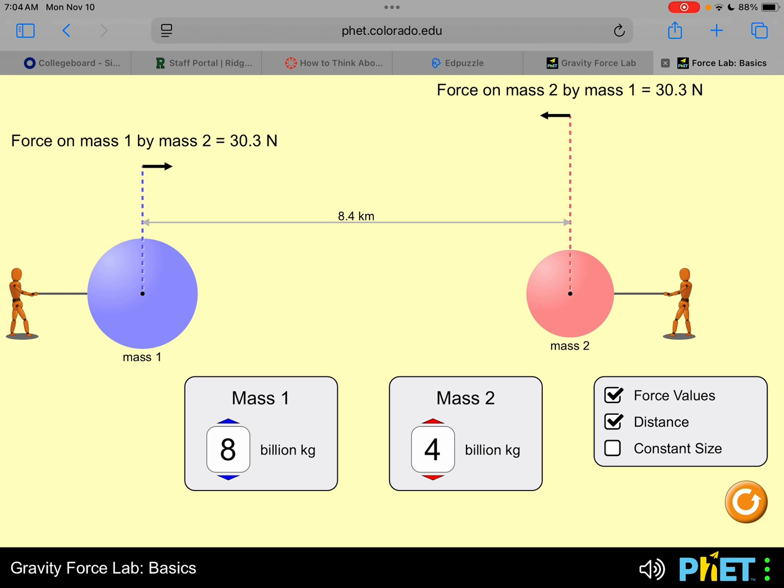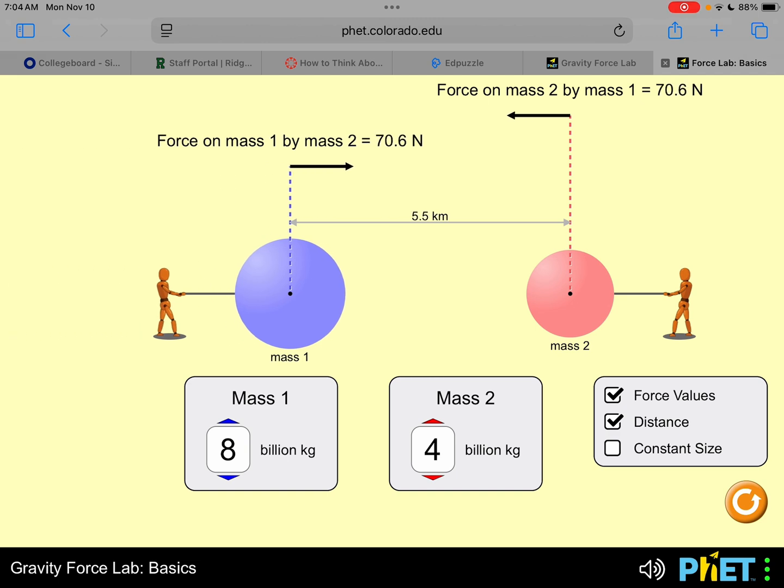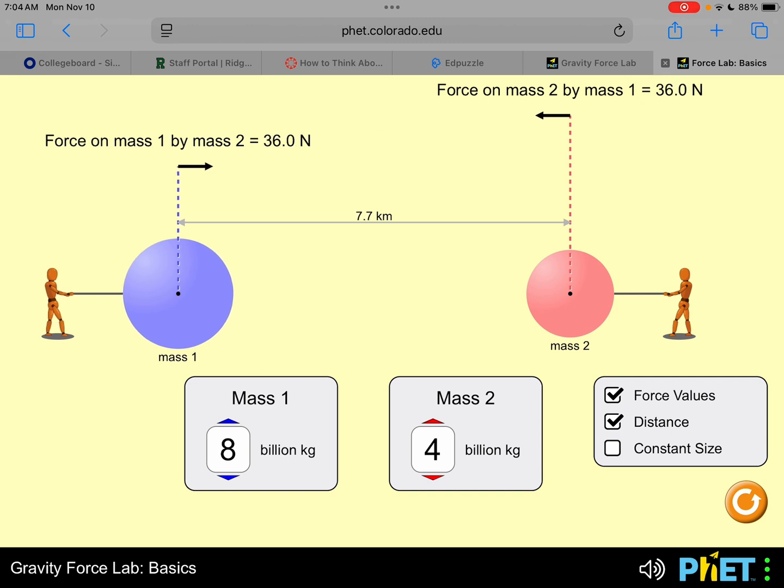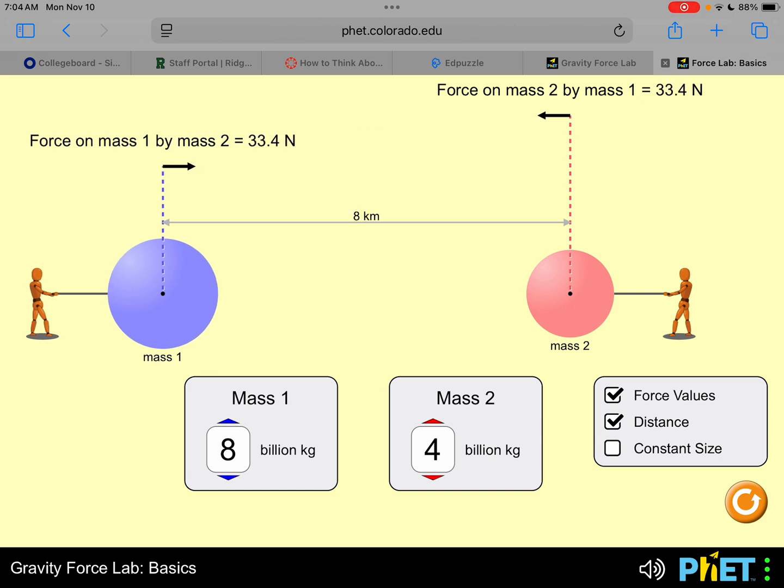So I'll demonstrate. Let's go ahead and start with, I'll try to keep my distances just whole numbers to keep it simple. So let's start with a distance of 8 kilometers between these two masses, okay? And it says 33.4 newtons. So then I'm going to go to Desmos and record that.